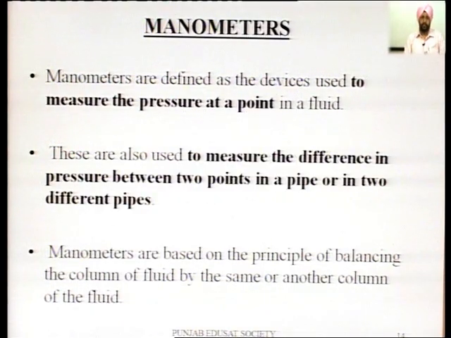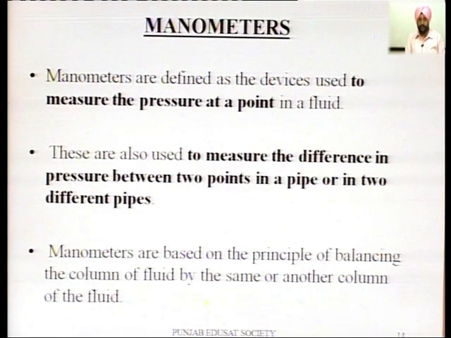Now, how do these manometers work, on which principle are they based? Manometers are based on the principle of balancing the column of a fluid by the same or another column of the fluid. Column is what? It's the height. So, by balancing the height of a particular fluid by the same fluid, like water by water, or by another column of the fluid like mercury with the water. So, we have two concepts here which are discussed in the manometers further.